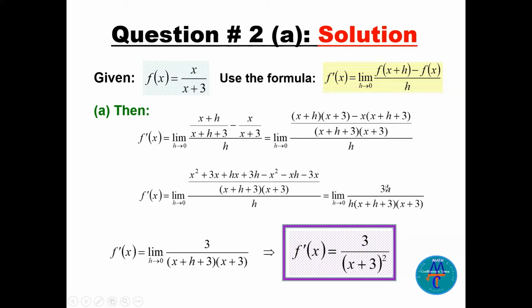You will get the limit of 3h over all this product. You don't have to multiply the denominator, by the way. Just leave it. Don't multiply it. Cancel the h. You get a limit of 3 over x plus h plus 3 times x plus 3. So when you put h equal to 0, you get 3 over x plus 3 squared. This is the derivative of the function.